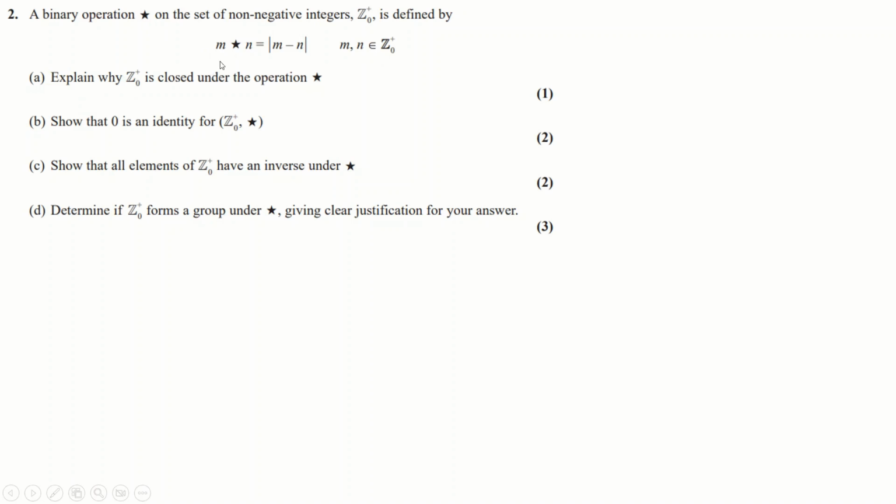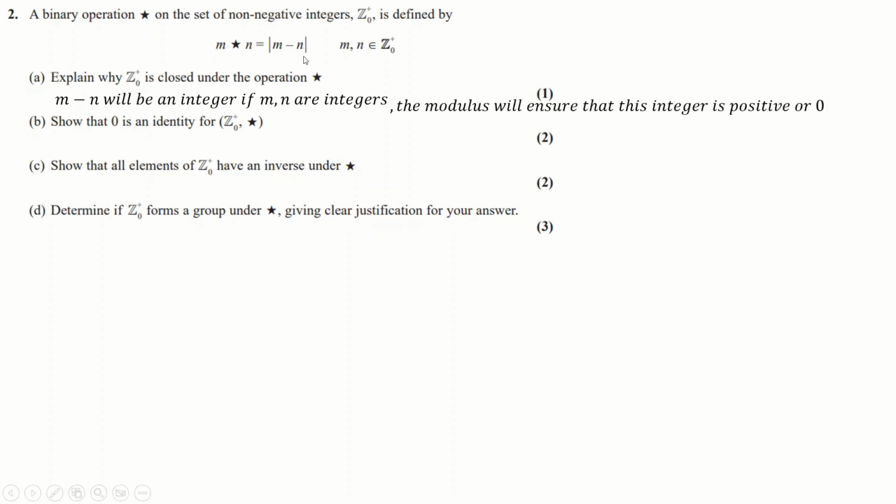Closed just means that whatever inputs you put in here, the output is also a member of the group. This is the group of positive integers, including, I think, 0 here. It says positive integers and 0. Well, if we put in 2 positive integers, when you take away 2 positive integers, you get an integer. Now that integer could be negative, which would mean it would be out of the group, except the modulus ensures that it's either positive or 0, which is in the group. So any answer will be a positive or 0 integer, and so it will be in the group, therefore it's closed under the operation. It doesn't create things that are outside of the group.